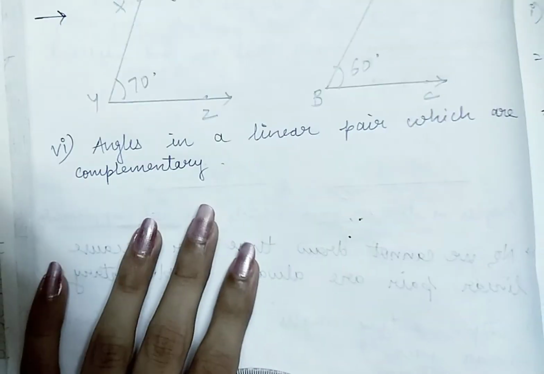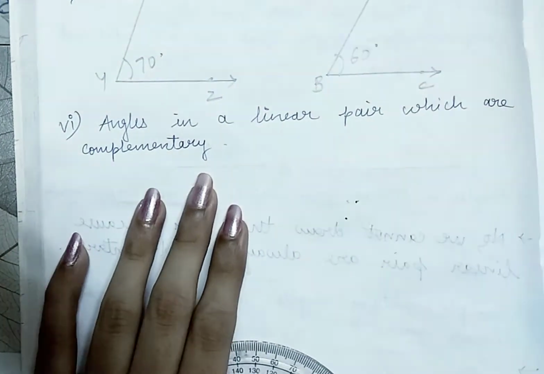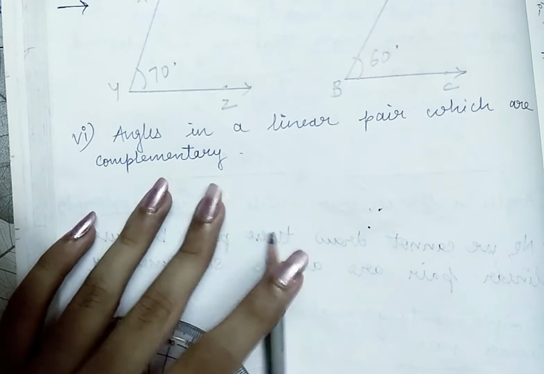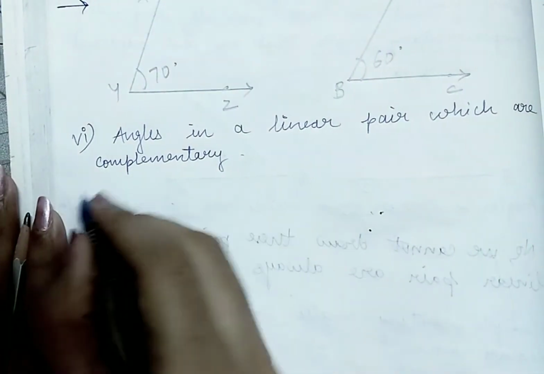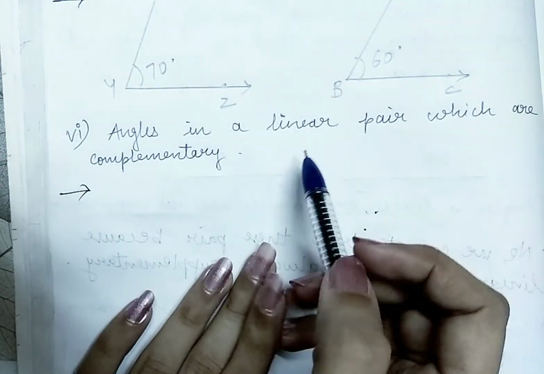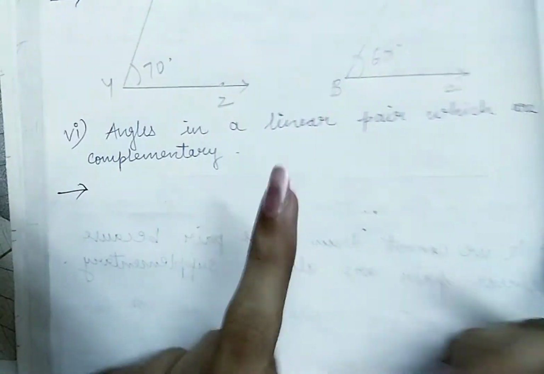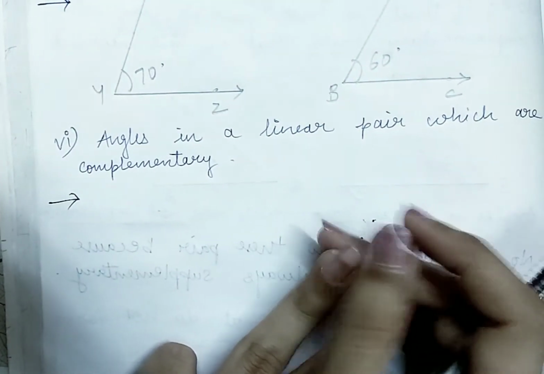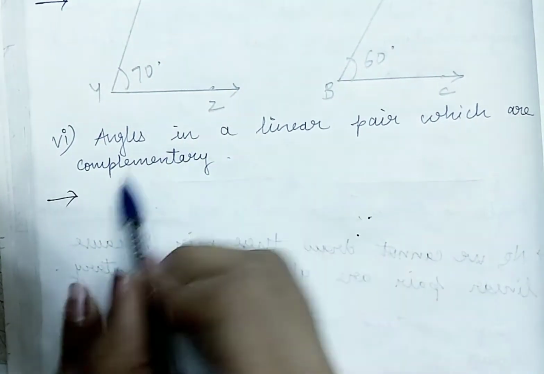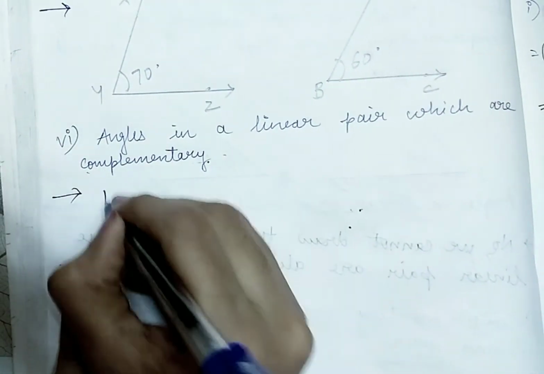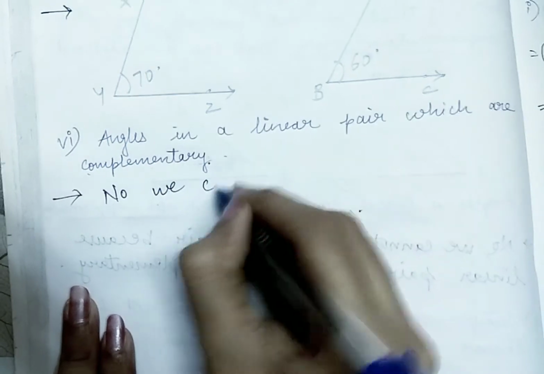Okay. Last one. Angles in a linear pair which are complementary. We have to draw angles in a linear pair which are complementary. Now linear pair angles are adjacent to each other, that is the first condition. Second condition, the sum is 180 degrees. Now complementary sum is 90 degrees. So no, we cannot draw this.